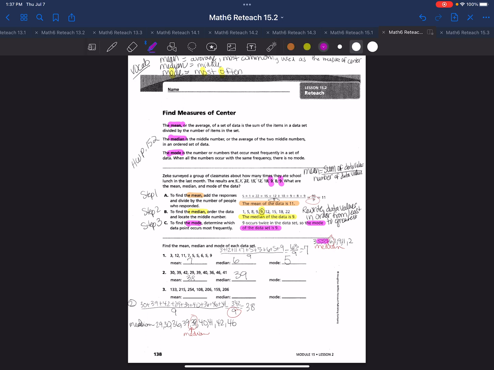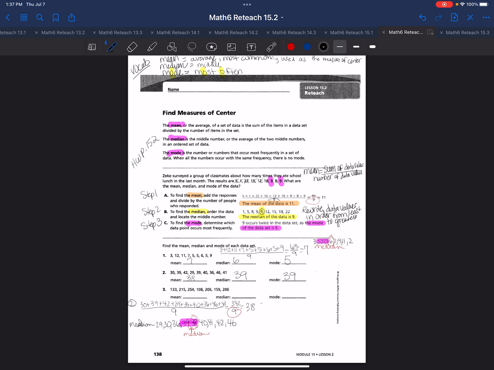And then what occurs the most often in my data set? So the number that occurs the most often is, I have 2 39s, so most often would be 39. Remember, if there's nothing that occurs more than once, or that occurs the most often, you can write no in the mode.